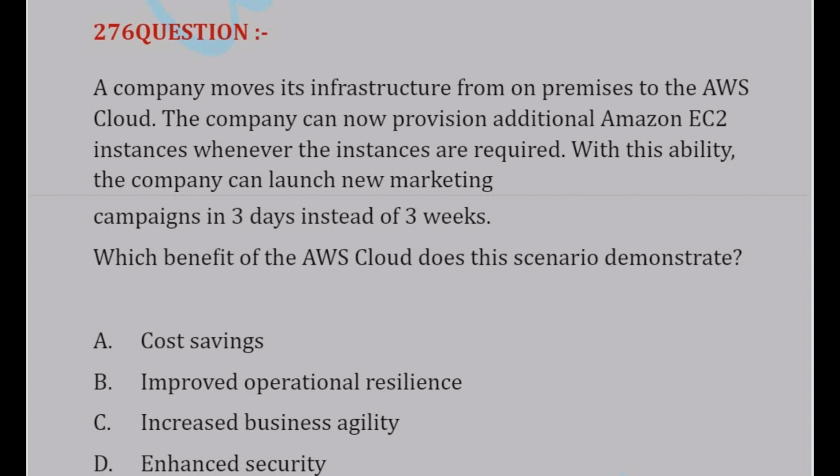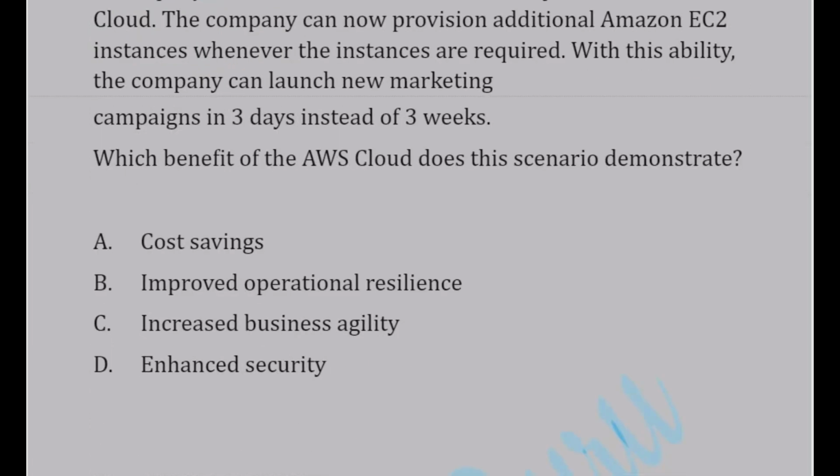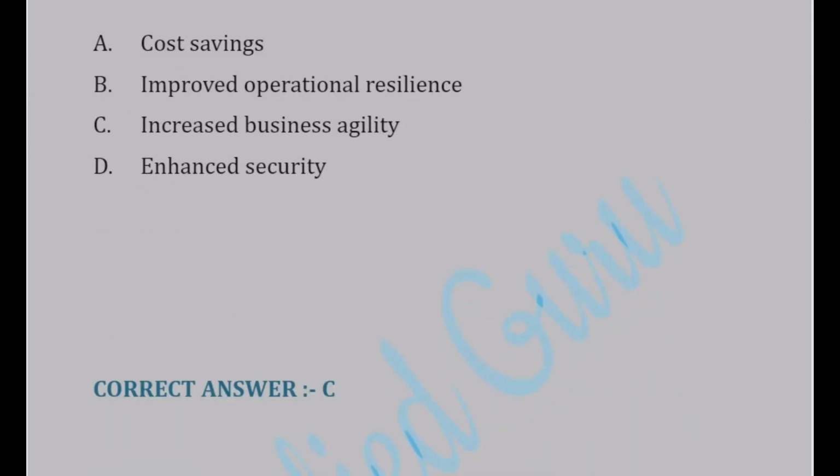Question is, a company moves its infrastructure from on-premises to the AWS cloud. The company can now provision additional Amazon EC2 instances whenever the instances are required. With this ability, the company can launch new marketing campaigns in 3 days instead of 3 weeks. Which benefit of the AWS cloud does this scenario demonstrate? Option A, cost savings. Option B, improved operational resilience. Option C, increased business agility. Option D, enhanced security. Correct answer is option C.